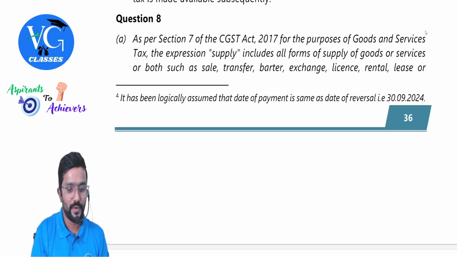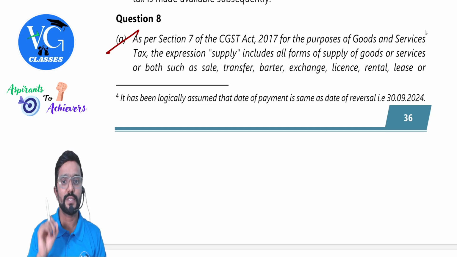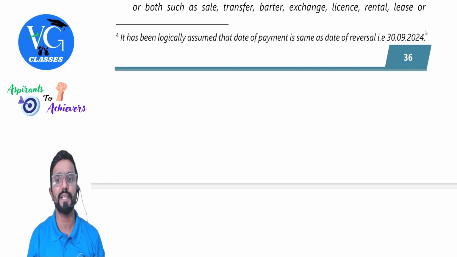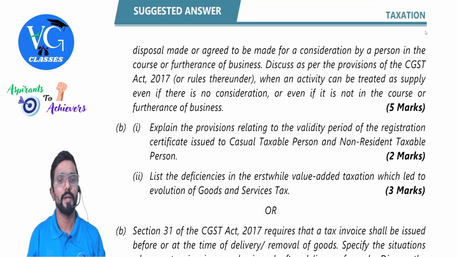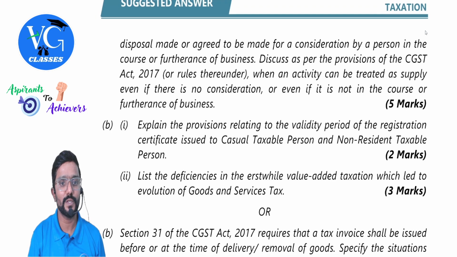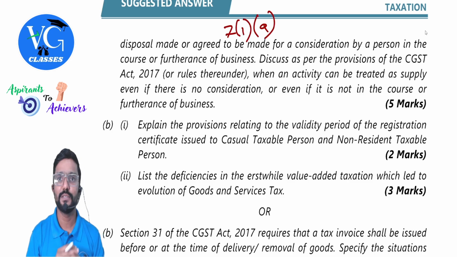Question number 8. A. As per section 7 of the CGST Act 2017, for the purposes of goods and service tax, the expression supply includes all forms of supply of goods or services or both, such as sale, transfer, barter, exchange, license, rental, lease, or disposal, made or agreed to be made for a consideration by a person in the course or furtherance of business. Okay, guys, whatever story they gave was as per 7.1a.